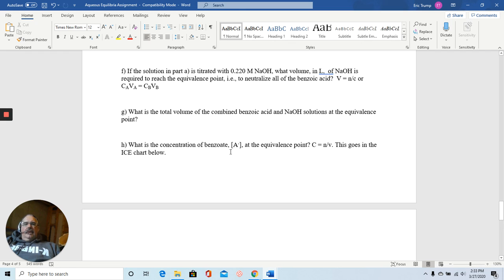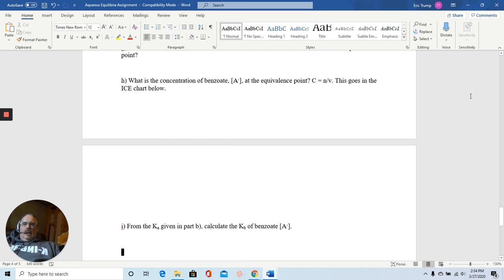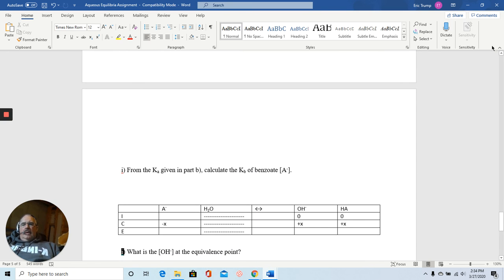Okay, and then if you take the amount, that is the moles of benzoic acid, or benzoate for that matter, that you used, divide that by the total volume, that will be your concentration of benzoate. So at the equivalence point, we've just converted all of the benzoic acid to benzoate. So that number is going to go into this ICE chart right here.